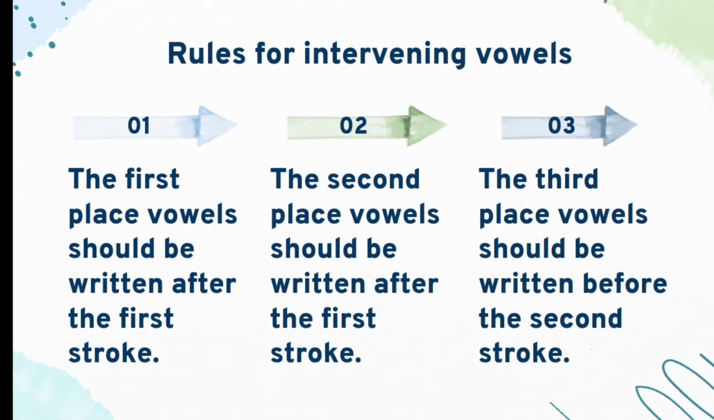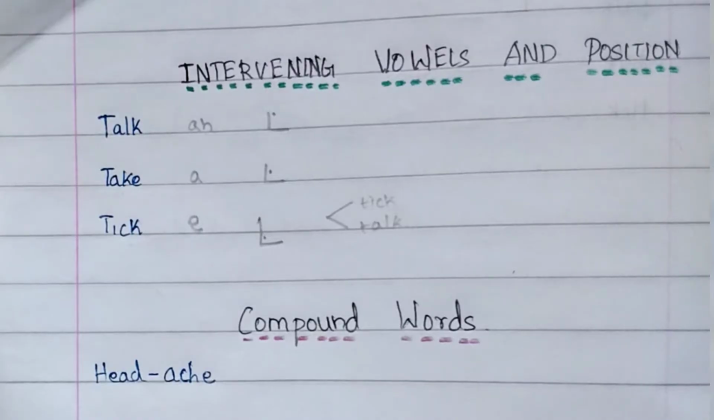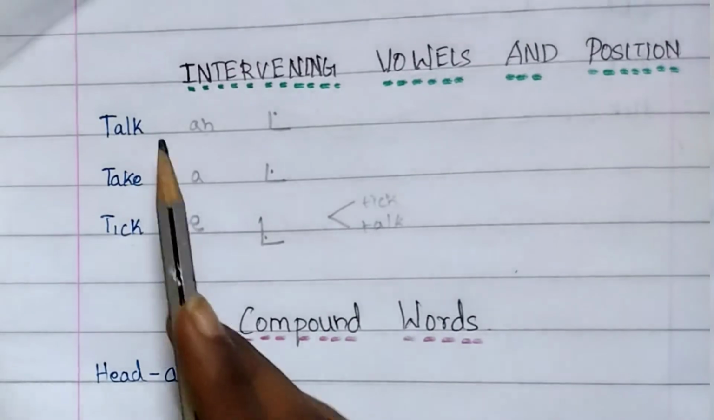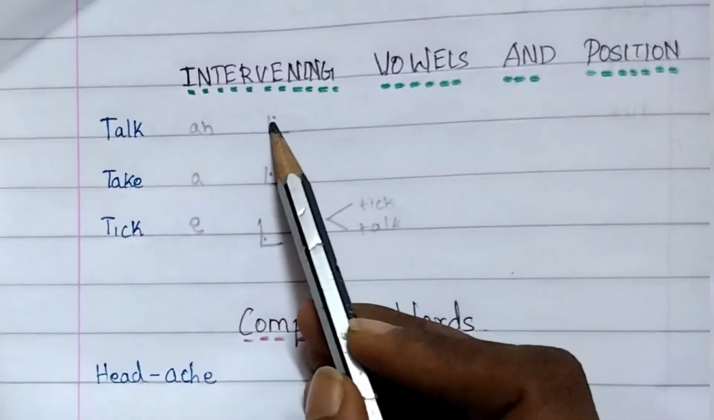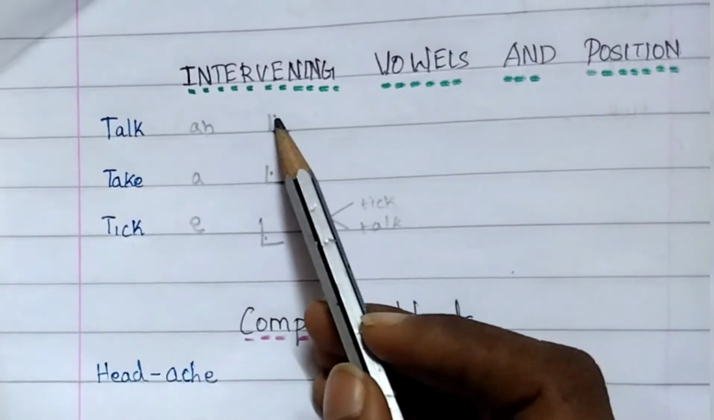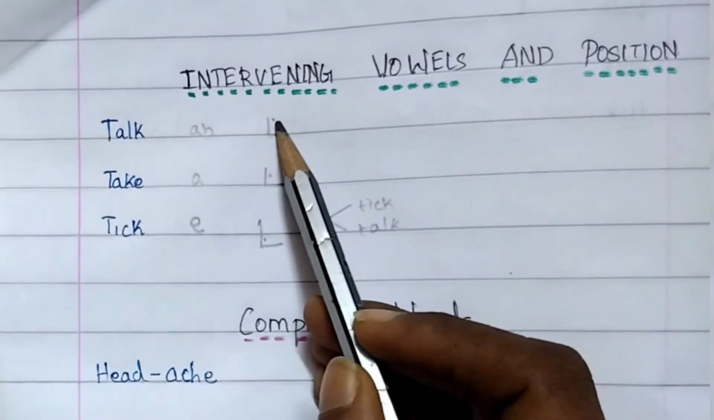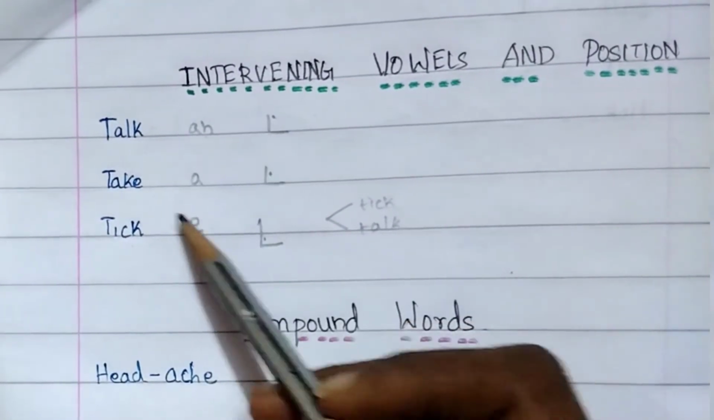There are three important rules for intervening vowels. The first rule is the first place vowel that occurs between two strokes should be written after the first stroke. I am taking the same example word talk. Talk has the first place vowel. It also occurs between two strokes. The intervening vowel should be written after the first stroke, that is T.